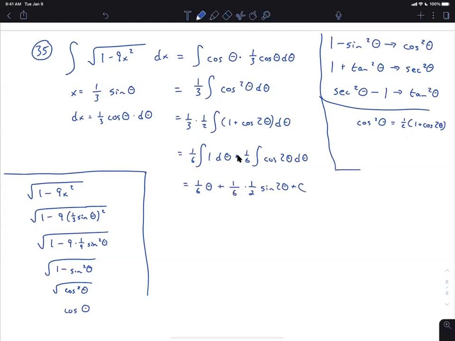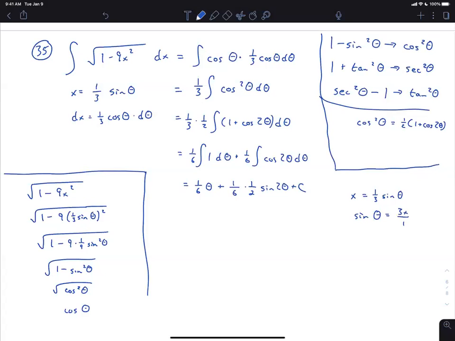Now we're going to go back to x, and we do that using a triangle. So we go to the original substitution. So x is 1/3 sine theta, and we solve for the trig function. So sine theta is 3x, or we can think of it as 3x over 1. It's good to think of it as a ratio like that. So that's easier to draw the triangle.